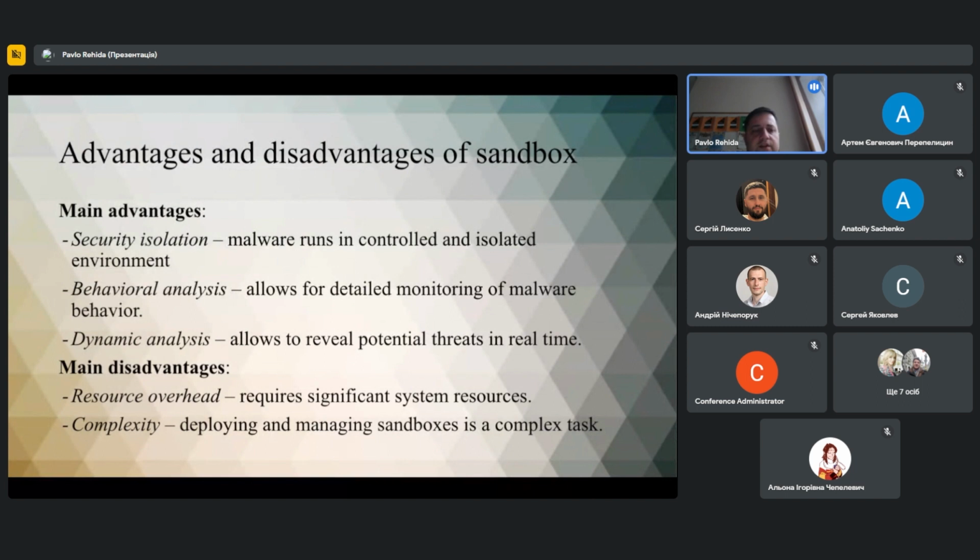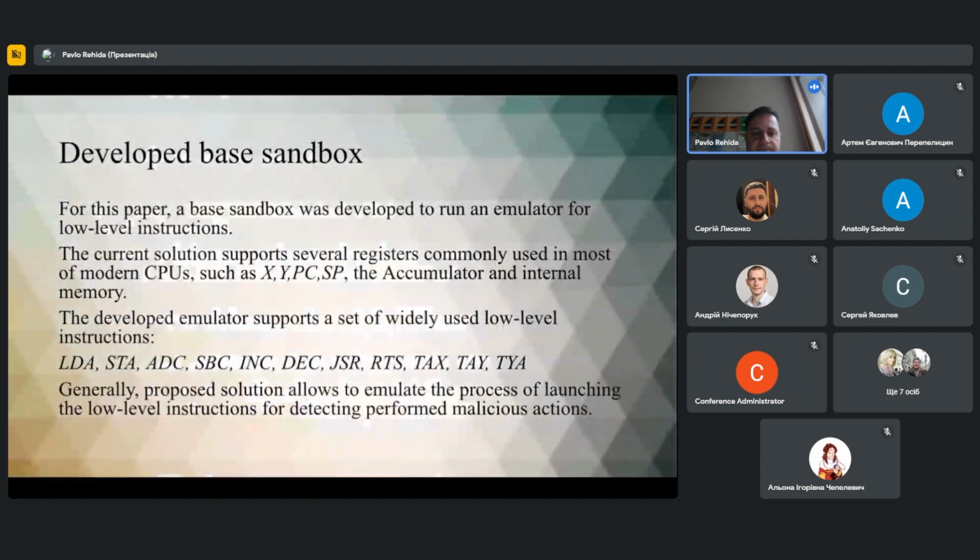The main advantages and disadvantages of using this sandbox are described on this slide. The main advantages are security isolation, behavior analysis, and dynamic analysis. On the other hand, we have some disadvantages, and the key ones are resource overhead and complexity.